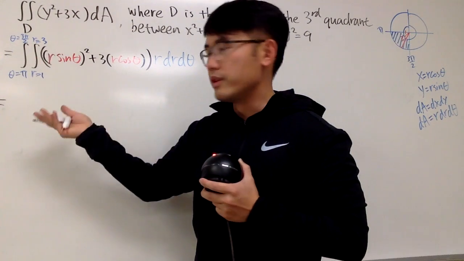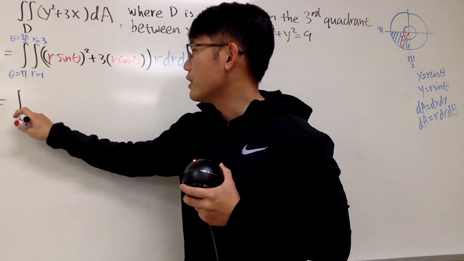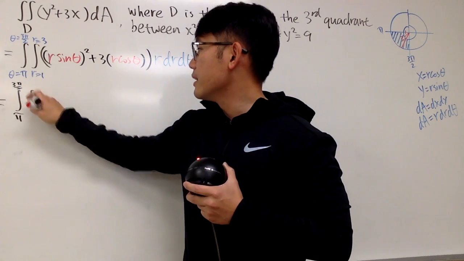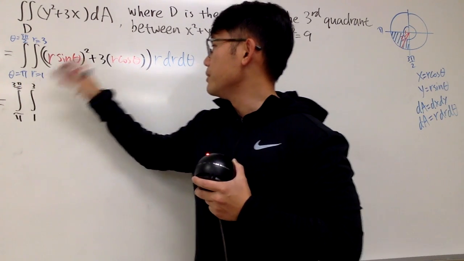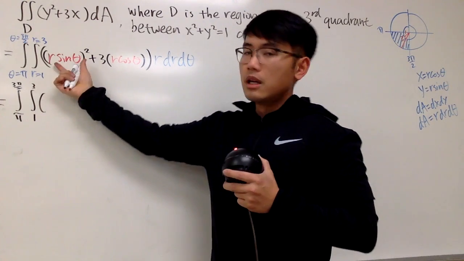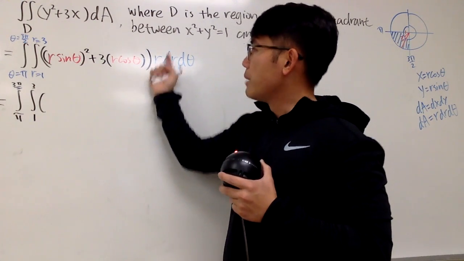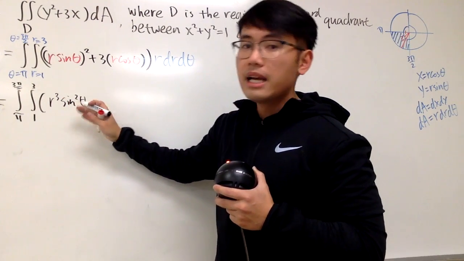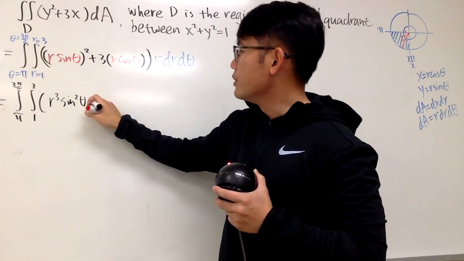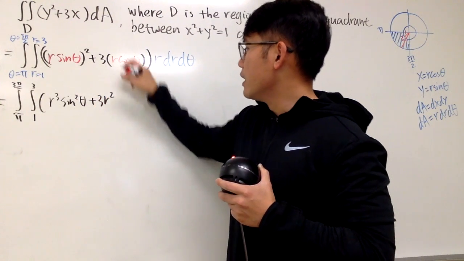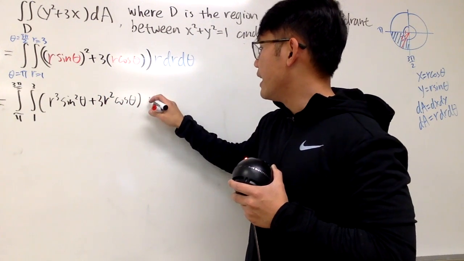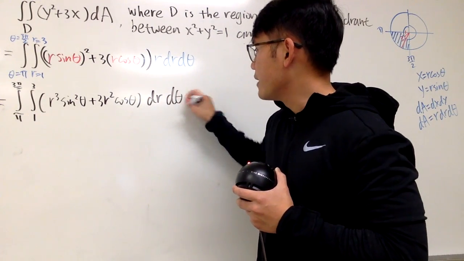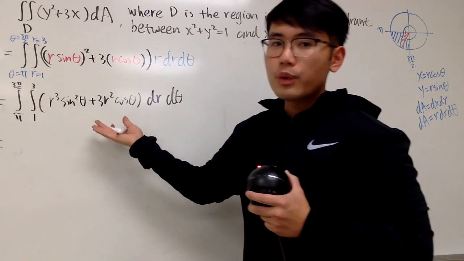So here we go. I'll keep the integral in this order. There's no reason for me to really change the order whatsoever. So pi to 3 pi over 2. And then, let's see, we have 1 to 3, and let me just clean the things up inside. When you square this, you get r squared, but you multiply by another r, so you get r cubed, and then you have sine squared theta, and then this right here, multiply by r, so you get plus 3r squared times cosine theta, and then we took care of the r already, so we have the dr here, and then the d theta.